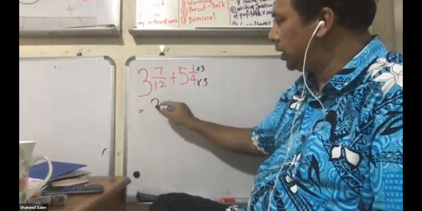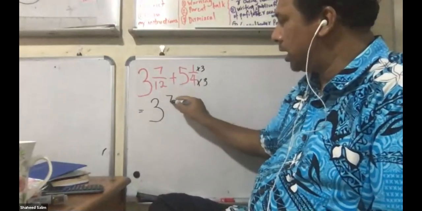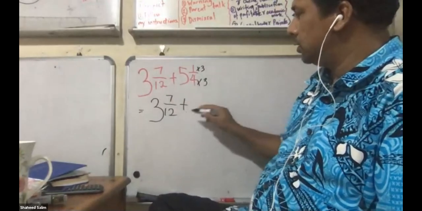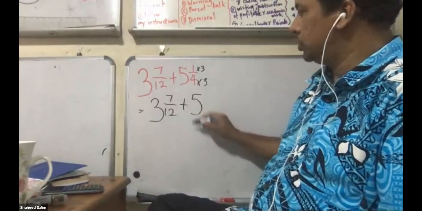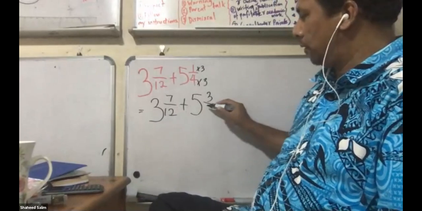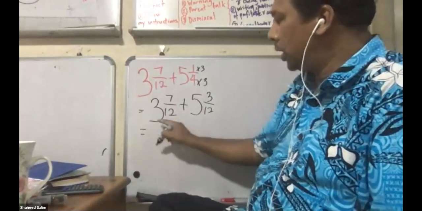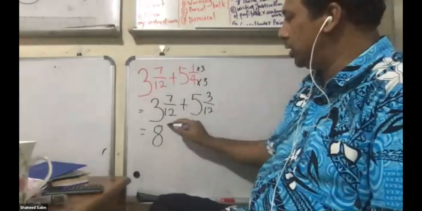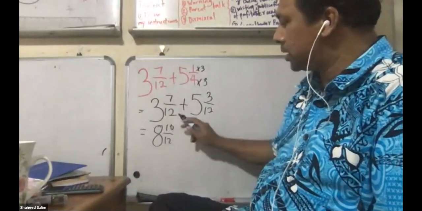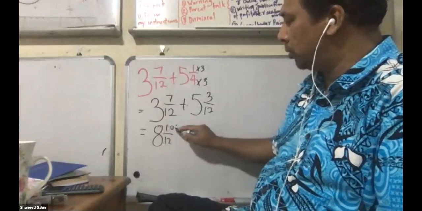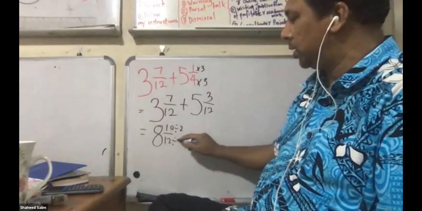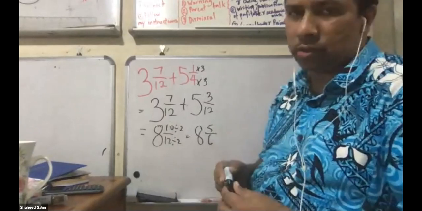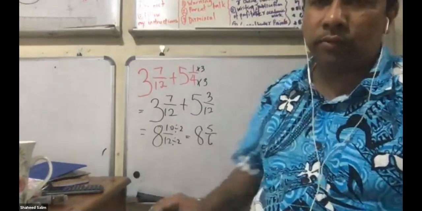So let's see here. 3 whole 7 out of 12 plus 5 wholes 3 out of 12. Whole number plus whole number 8. 7 plus 3, 10 out of 12. But this can divide by 2 some more. To reduce to the lowest term, divide by 2, and you get 8, 5 out of 6. Congratulations to all of you.